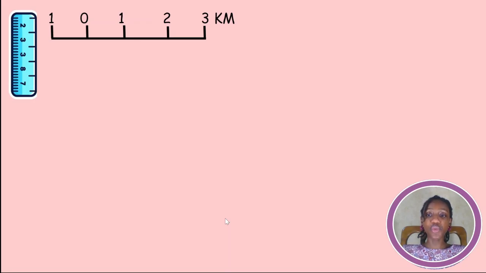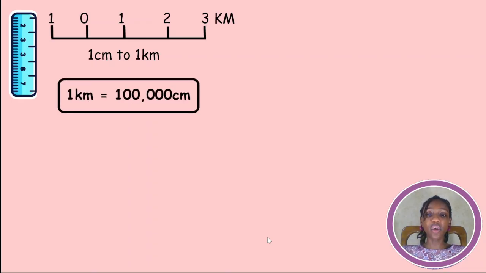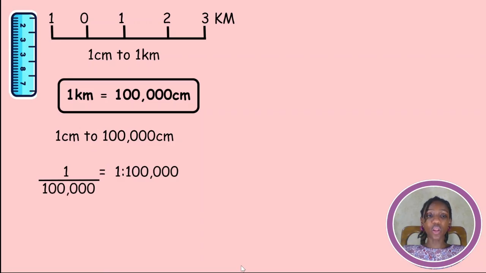When we measure the distance between each of the numbers, that gives us 1 centimeter. And since the interval is 1 kilometer, as we can see, 0, 1, 2, 3, the interval is 1 kilometer. So that means we can say that 1 centimeter is equals to 1 kilometer. Now, converting our scale to representative fraction, recall that 1 kilometer is equals to 100,000 centimeters. So with that, we can easily say that 1 centimeter is equals to 100,000 centimeters, since we originally said that the scale is 1 centimeter to 1 kilometer. And converting this to fraction, this gives us 1 over 100,000, which is the same thing as 1 ratio 100,000, but this is not the final answer.